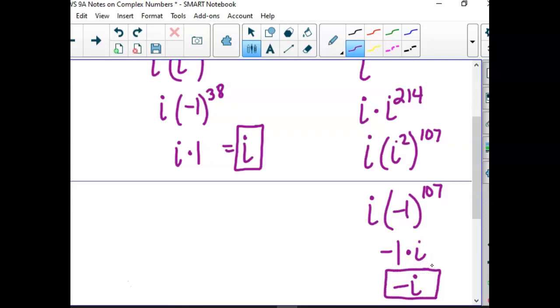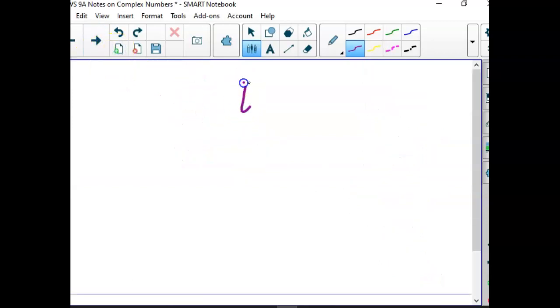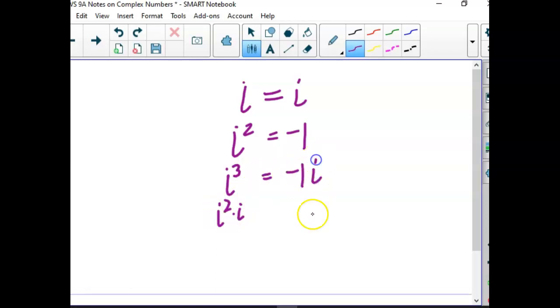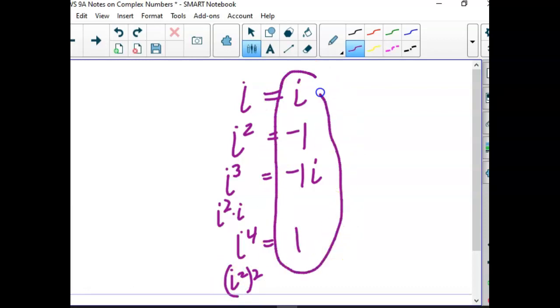There are only 4 possible answers when you have a power of i. Let me show you. i is i, i squared is negative 1. i to the third is i squared times another i, which would be a negative 1i. And i to the fourth is i squared squared, which would become a positive 1. It's always going to be one of those 4 answers.